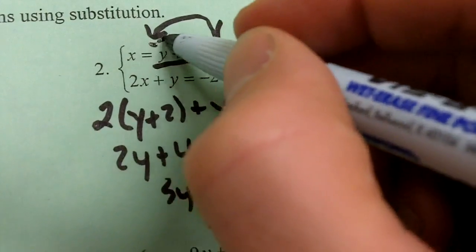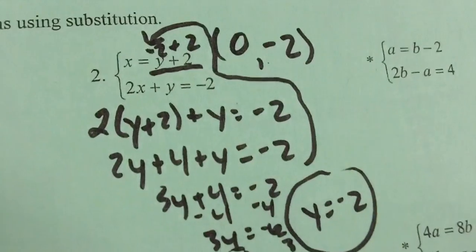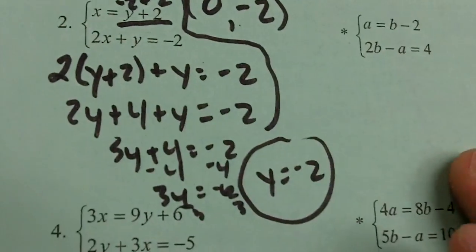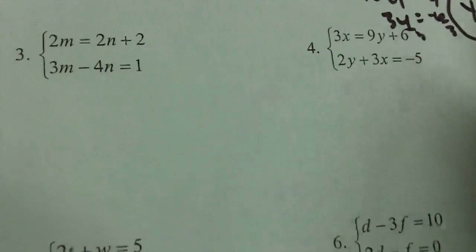Negative 2 plus 2, which is 0, so x equals 0. 0, negative 2. And that works. Let's skip down here a little bit. Let's skip to number 3.